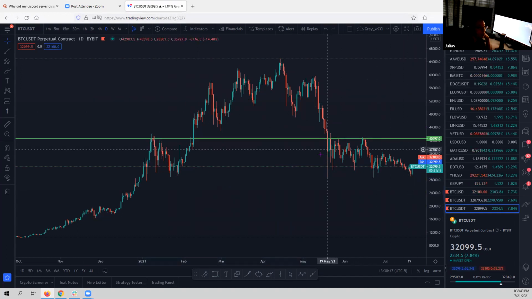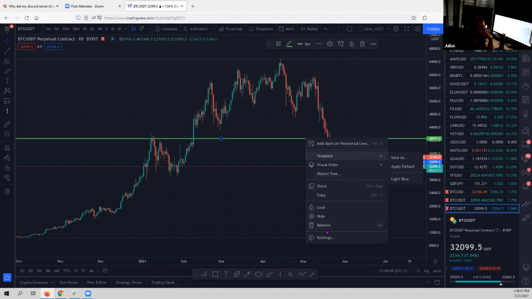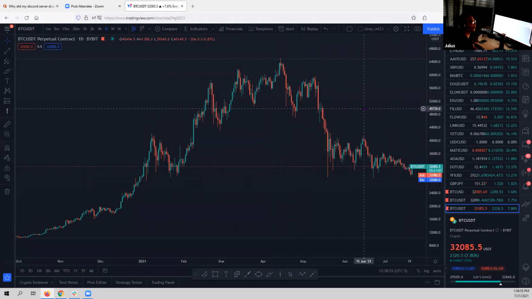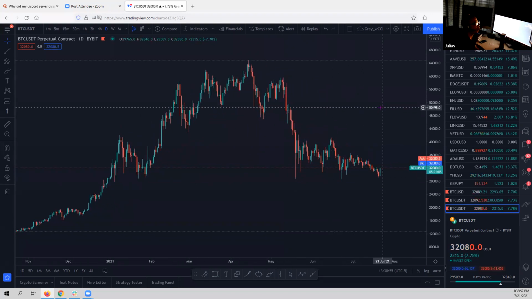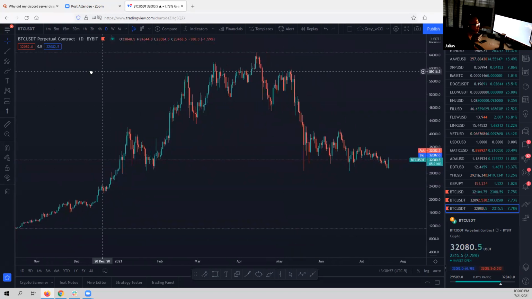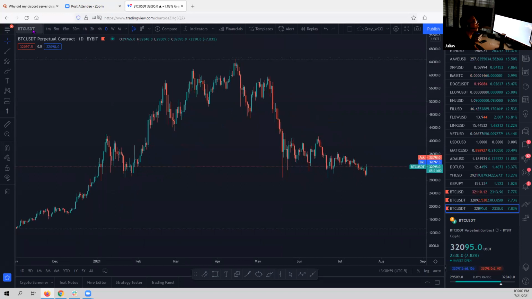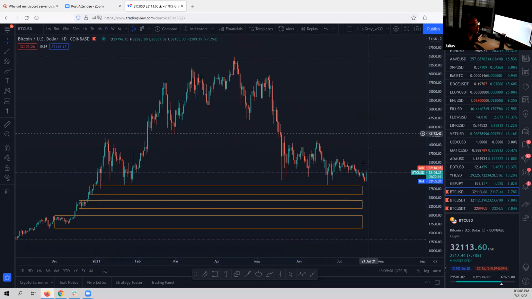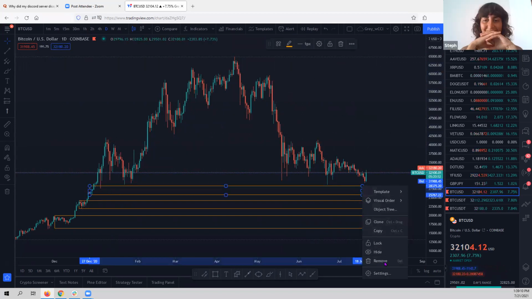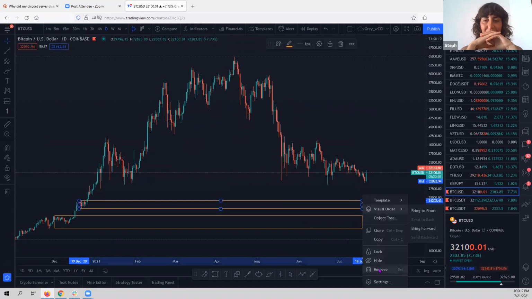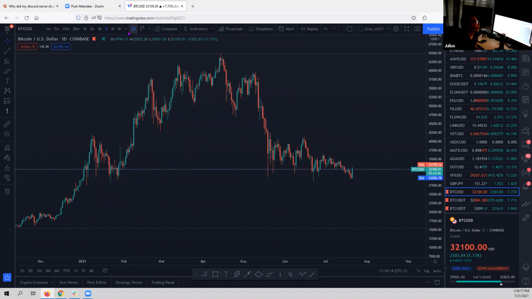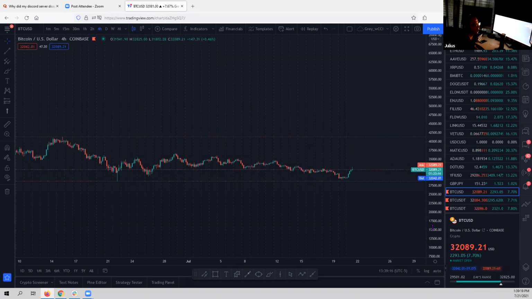All right. So what we're going to do right now is we're going to review reading levels, and we're also going to review yesterday's entry. Okay. So right now we have Bitcoin right there. Oh, that's a lot of activity. Get rid of this. Okay. So I've got the 4-hour chart.